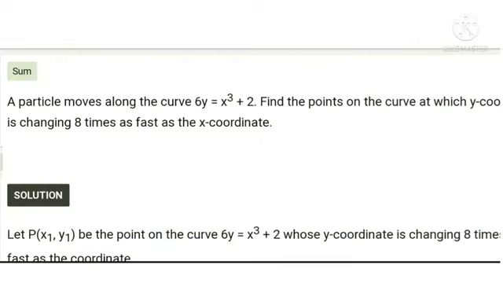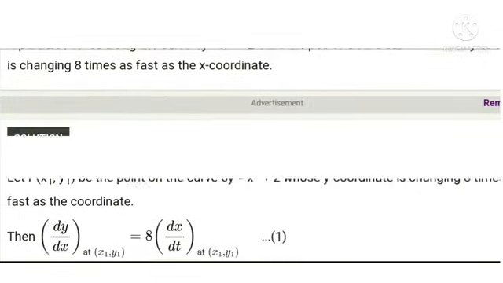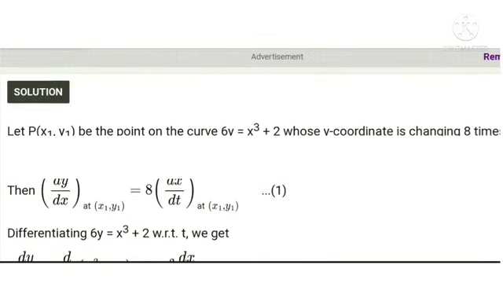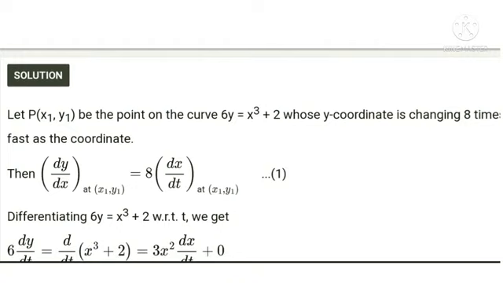Next, question number 7. A particle moves along the curve 6y is equal to x square plus 2. Find the points on the curve at which the y coordinate is changing 8 times as fast as the x coordinate. See, first the meaning of the given equation. We have to find the points on the curve, okay?